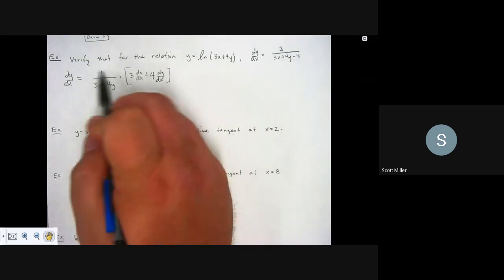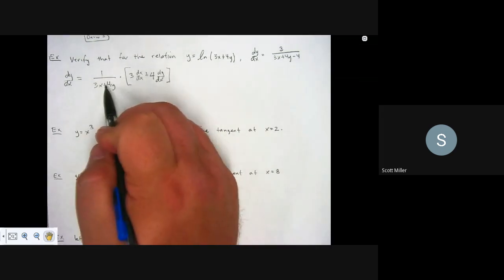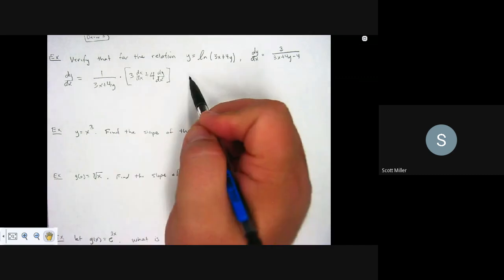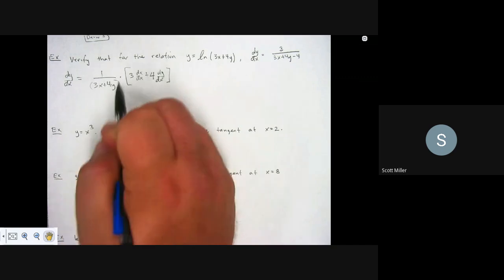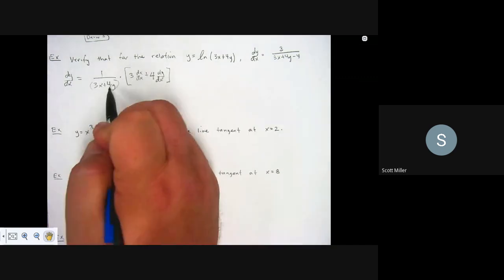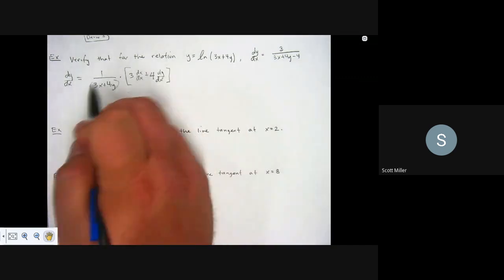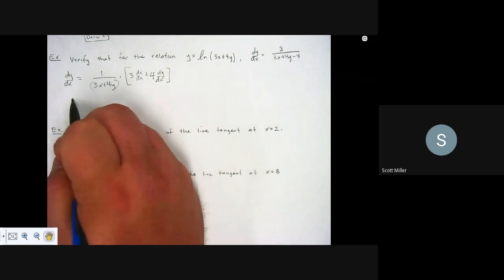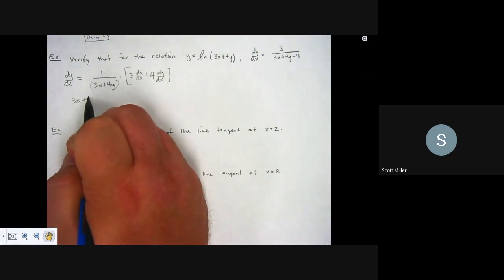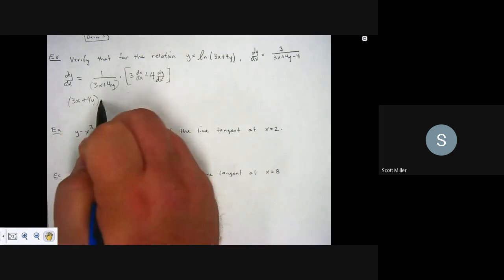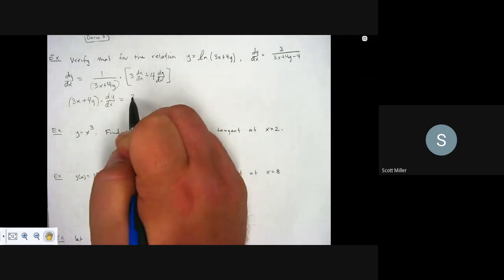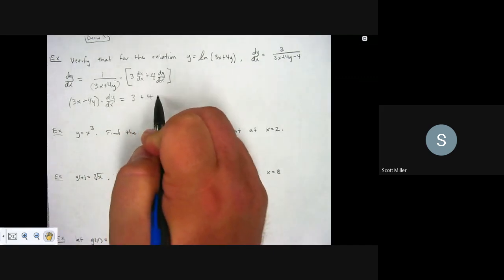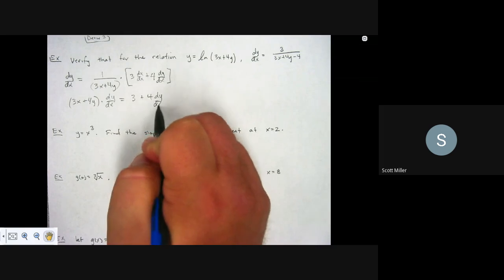So I have this fraction right here. This is on the bottom. I can try and distribute it. It gets very cumbersome, but you can actually get rid of the fraction in a problem, remember, by multiplying by the least common denominator. So in this case, I'm going to multiply both sides of this equation by that quantity, which means I'm going to have 3x plus 4y times dy/dx equals 3 plus 4 dy/dx.